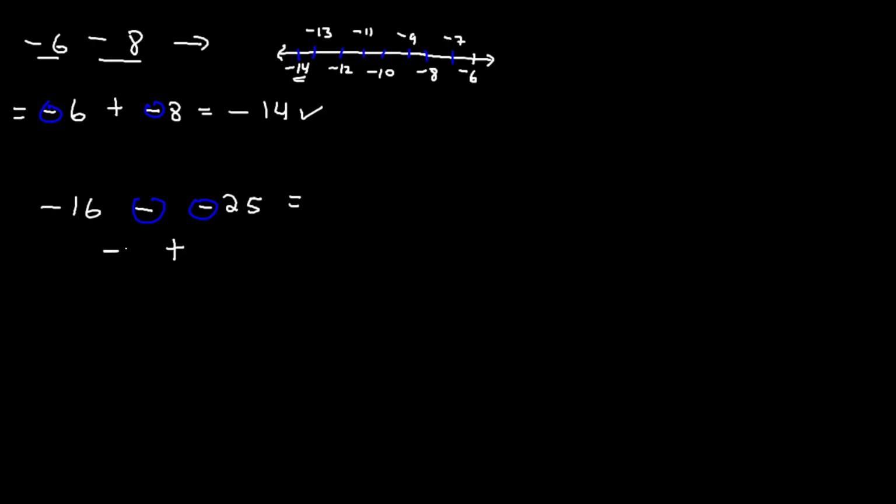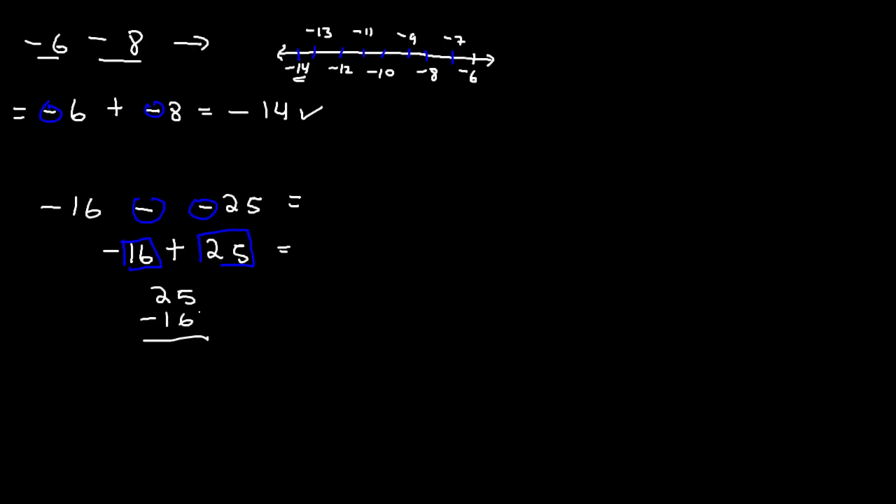Now you will have negative 16 plus 25. And now what you do next is we have different signs, so we need to subtract. But before we subtract, let's look at these two numbers. Which number is bigger? Well, 25 is bigger, so our answer will be positive. Now, knowing that, let's simply subtract.